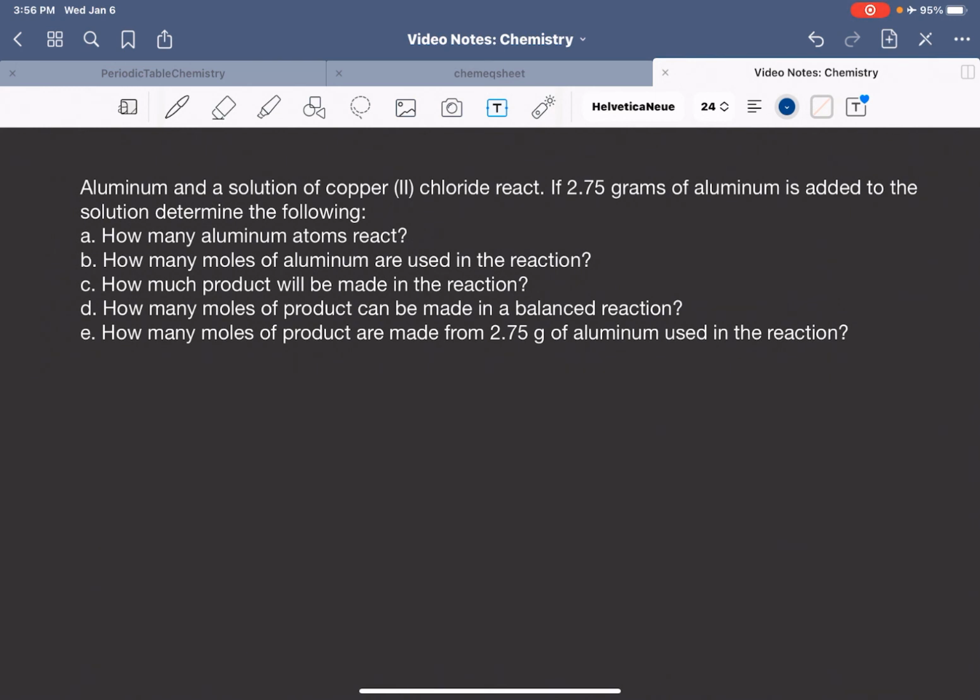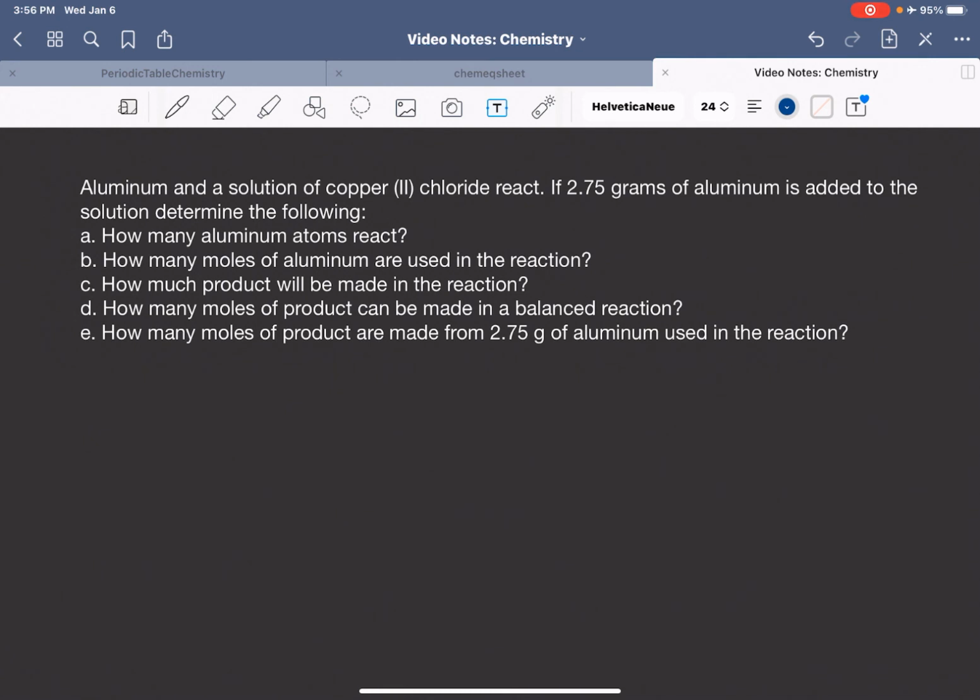So I've put multiple layers to this. I've got an A, B, C, D, E. I've broken this down into multiple steps, multiple things for us to do. So let's just get started. Let's jump into this. So we have a reaction right here.